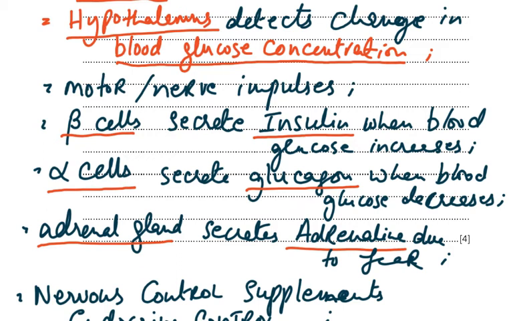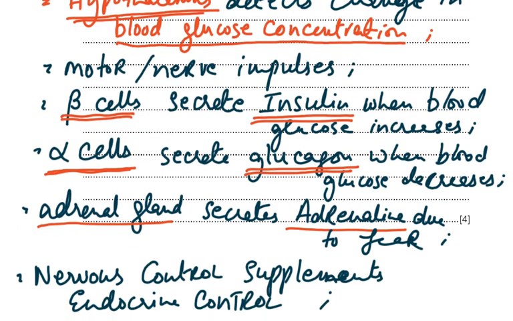Now, all these underlined words mean that they are essential mark scheme points. If you didn't write these words, we are not going to give you marks for these. So, alpha cells secrete glucagon when blood glucose decreases. Adrenal gland secretes adrenaline due to fear. And the nervous control supplements the endocrine control. You know, endocrine glands are the ductless glands, or the ones which throw their hormones into the blood, and then they're carried by the blood to target organs.